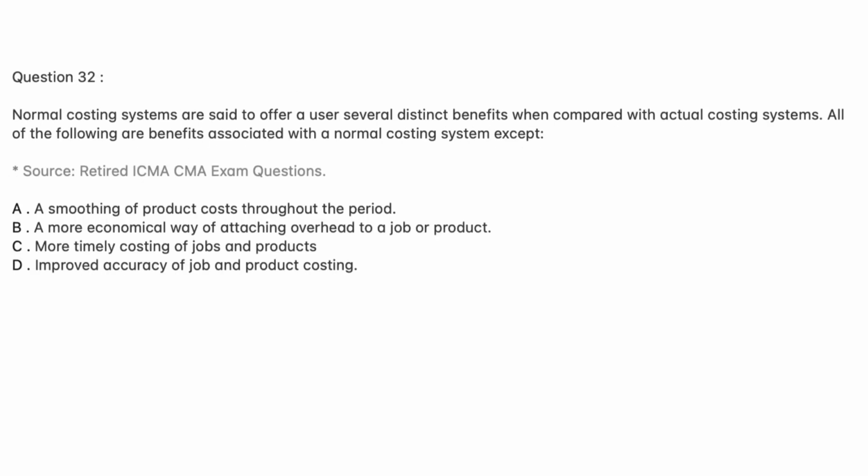Question 32. Normal costing systems are said to offer a user several distinct benefits when compared with actual costing systems. All of the following are benefits associated with a normal costing system except A. A smoothing of product costs throughout the period. B. A more economical way of attaching overhead to a job or product.